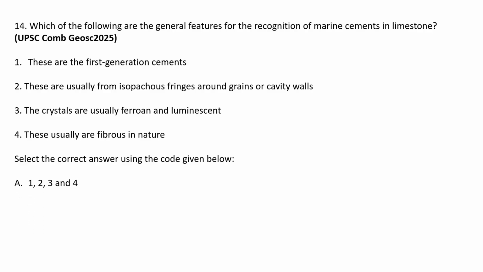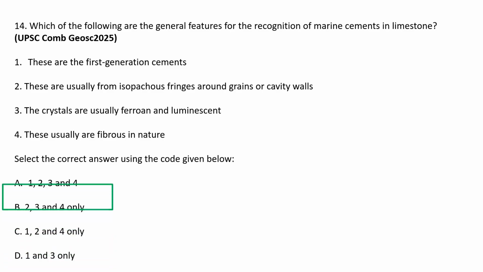A. 1, 2, 3 and 4. B. 2, 3 and 4. C. 1, 2 and 4. And D. 1 and 3 only. The features which are useful for the recognition of marine cements in limestones are all the features: these are the first generation cements, and these are usually isopachous fringes around the grains or cavity walls, and the crystals are usually ferroan and luminescent, and these are usually fibrous in nature.